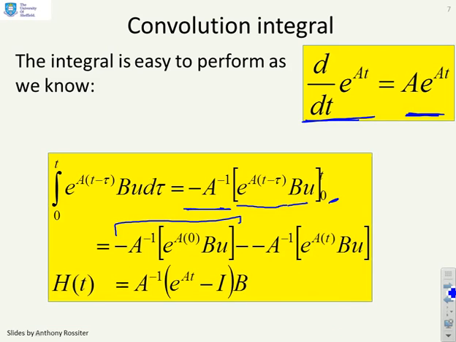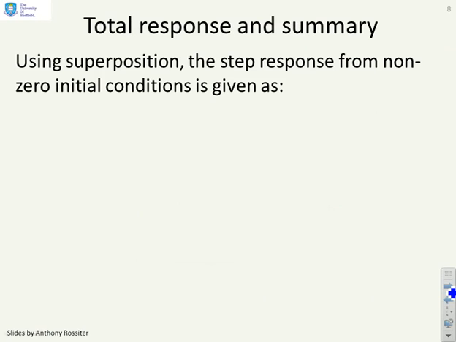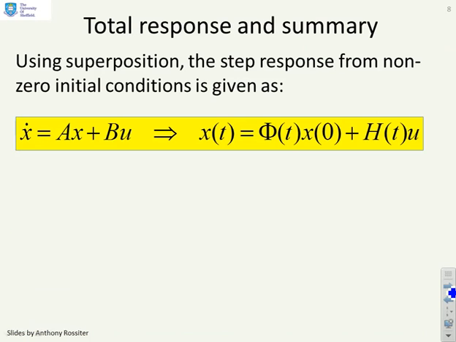And finally, solving for that, e to the A0 is the identity, so you'll notice you end up with this expression here, that the step response h of t is given by A inverse (e to the At minus I) times B. So we have an explicit expression for the step response. We can use superposition, so the step response from non-zero initial conditions is given by this sort of form: Φ(t), which was covered in the first two videos, times x of 0, plus h of t times u, and h of t has been defined in this video.